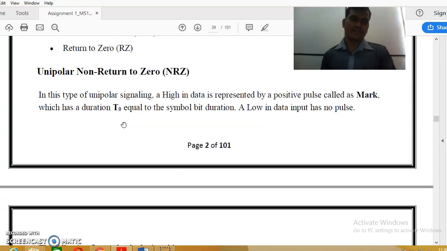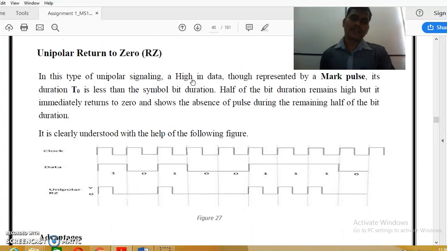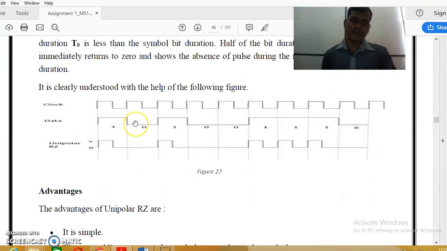Unipolar non-return to zero. In this type of unipolar signaling, the high in data is represented by a positive pulse called a mark. This is the figure for that one. Then unipolar return to zero. In this type of unipolar signaling, the high in data is represented by a mark pulse for half of the bit duration. This is the figure for that one.